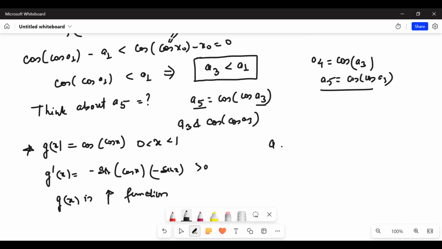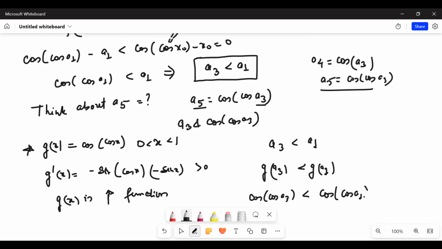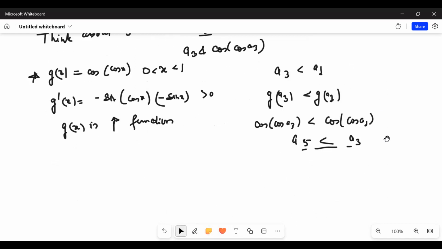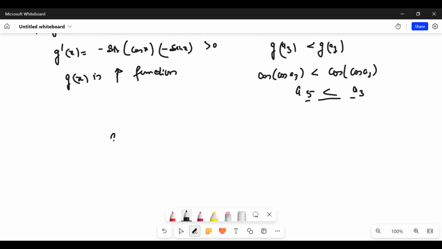Now I already know that a3 is less than a1. Apply g on both sides. So g of a3 would be less than g of a1. Why? Because g is an increasing function. It is not decreasing; had it been decreasing, the inequality would have been reversed. What is g of a3? It is cos of a3. And what is g of a1? It is cos of a1. What is cos of a1? It is a3, and cos of a3 is a5. So one thing is quite evident, that the odd subsequences are following this kind of trend.